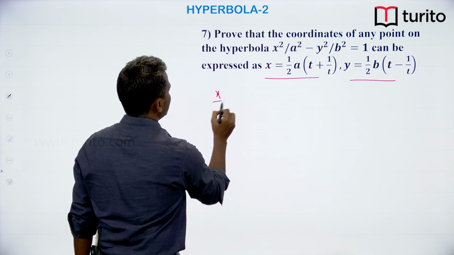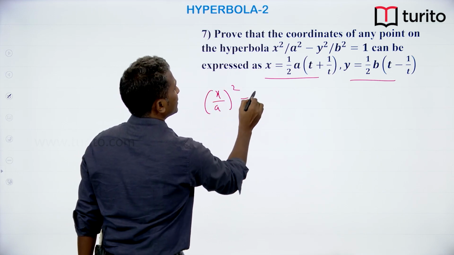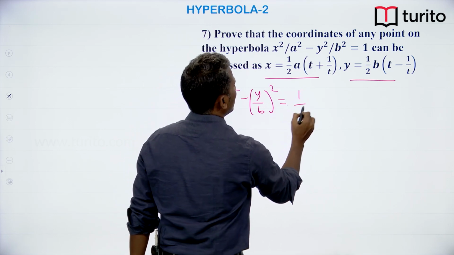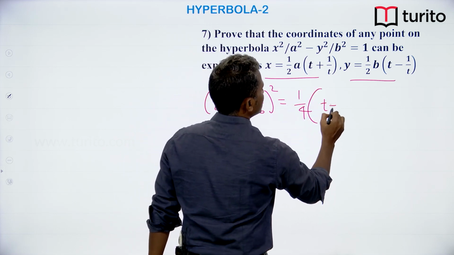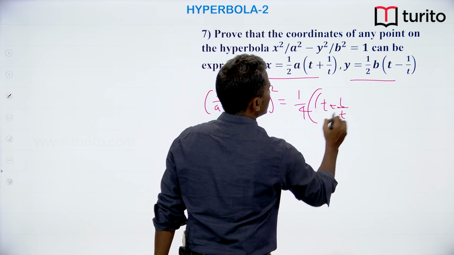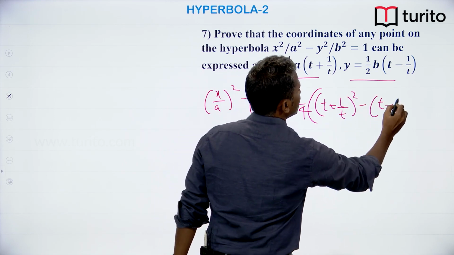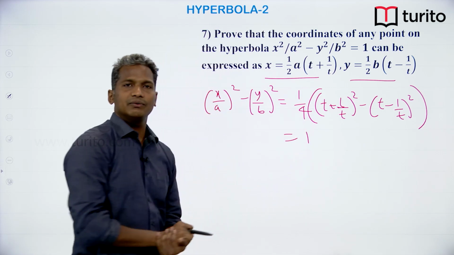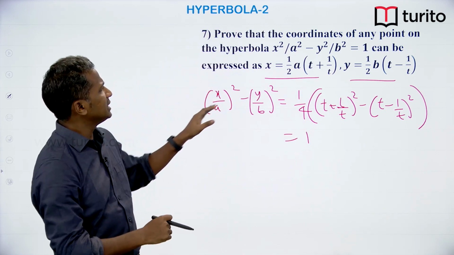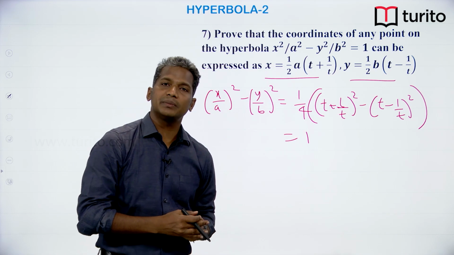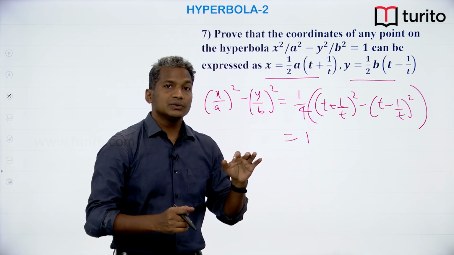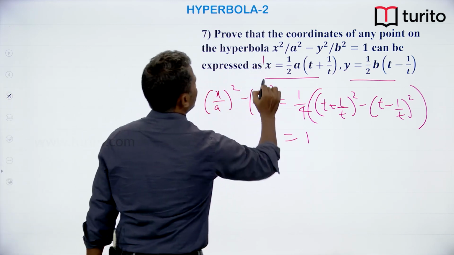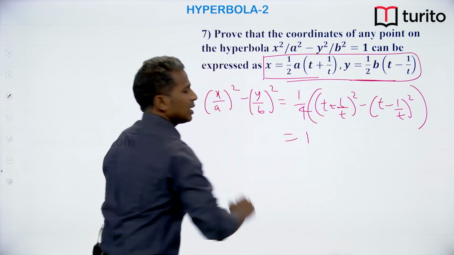Suppose, if I take x by a whole square minus y by b whole square, I will basically get 1 by 4 into (t plus 1 by t) whole square minus (t minus 1 by t) whole square. If I simplify this, I will get 1. So that means this equation also represents a parametric form of the hyperbola. So this is not the only equation. Here there is one form that clearly represents the hyperbola.